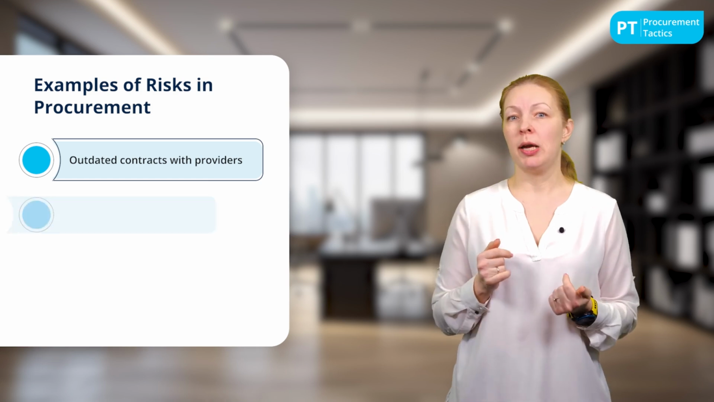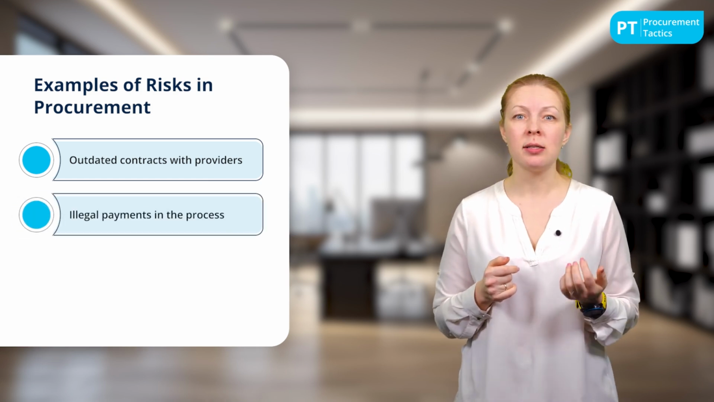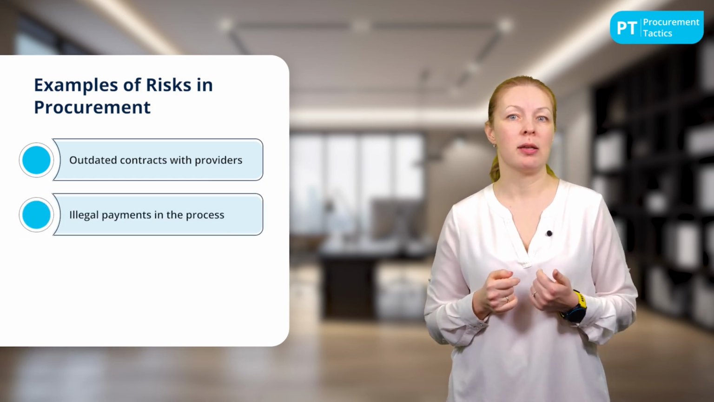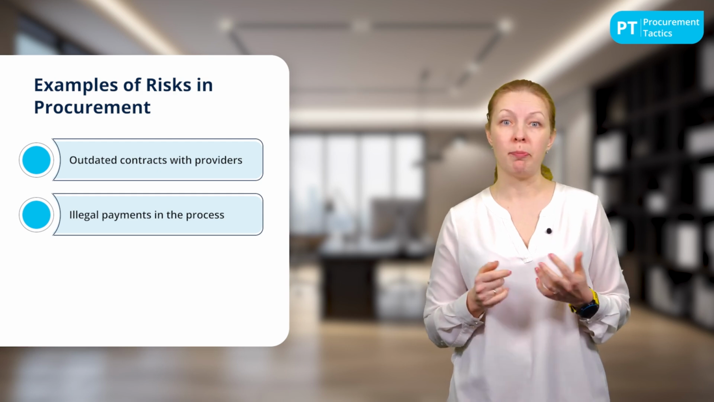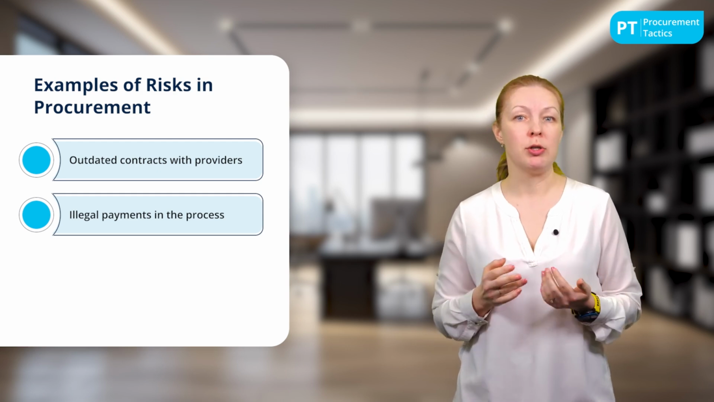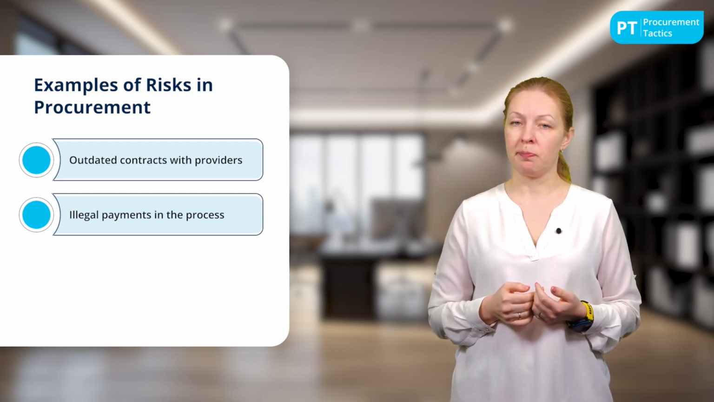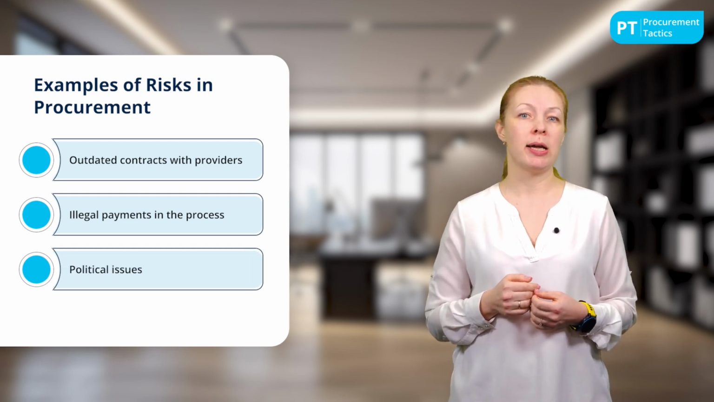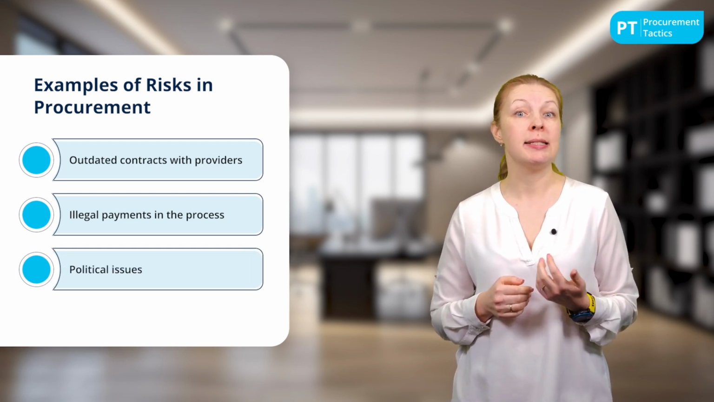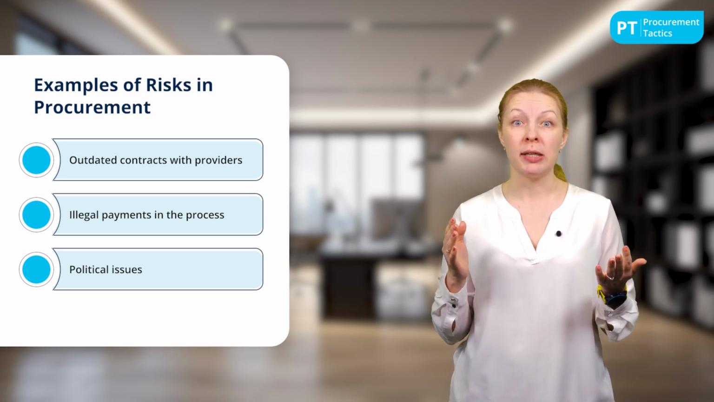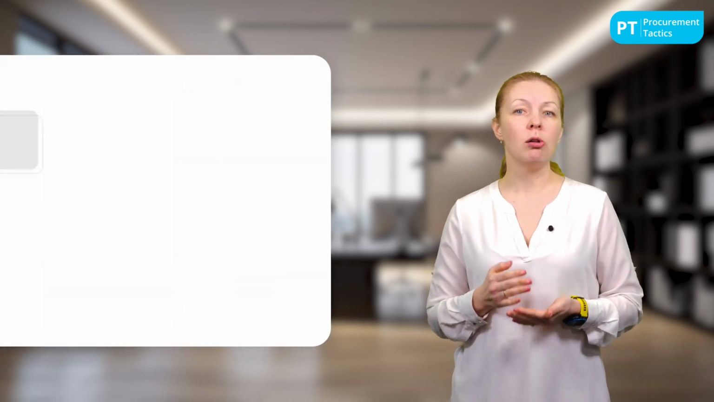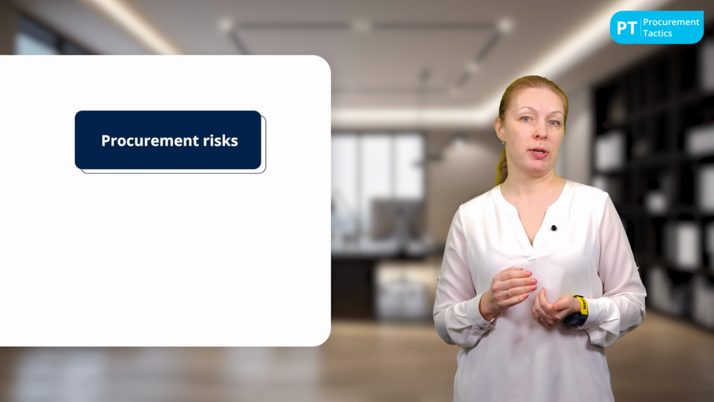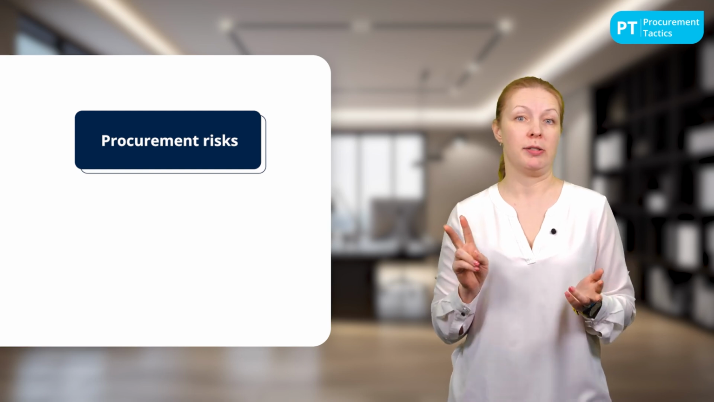Or picture a situation where there is a scandal about illegal payments in the process of choosing contractors for public projects, which could damage your organizational reputation. Another risk could be when political issues in some areas lead to your deliveries being delayed and the cost of shipping containers skyrocketing. All various types of procurement risks can be divided into two parts.